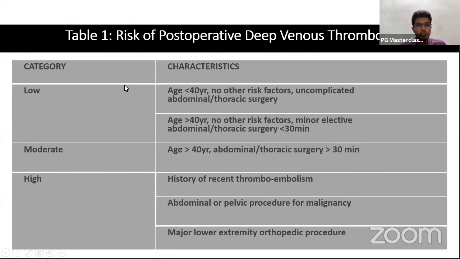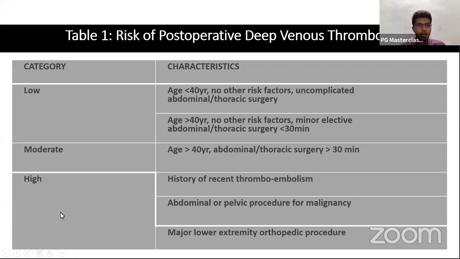So this is a table showing the risk of post-operative deep vein thrombosis, which has been categorized by the characteristics seen in the patients. Patients categorized as low risk are less than 40 years of age with no other risk factors, undergoing uncomplicated abdominal or thoracic surgery, and can usually be discharged within 1 to 2 days and are mobilized early. In the moderate risk category, the patient is over 40 years and has undergone an abdominal or thoracic surgery of greater than 30 minutes, requiring immobilization for at least 1 to 2 days.